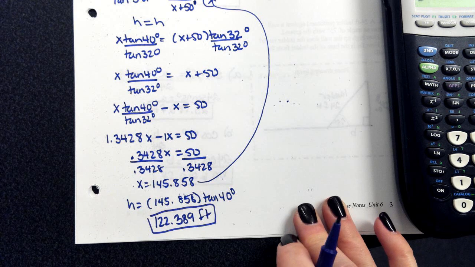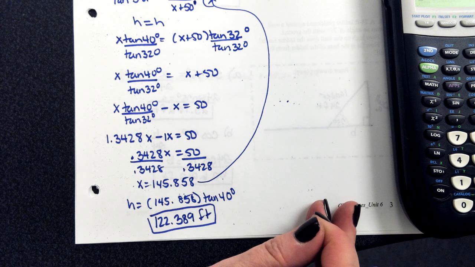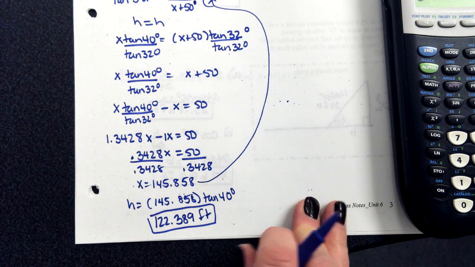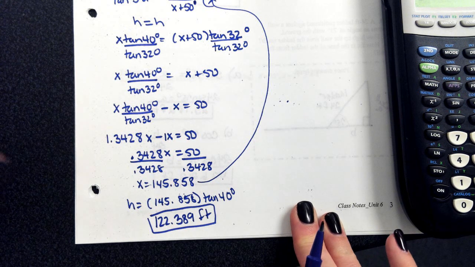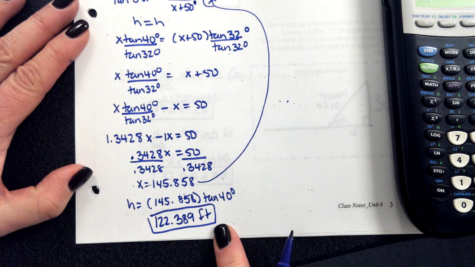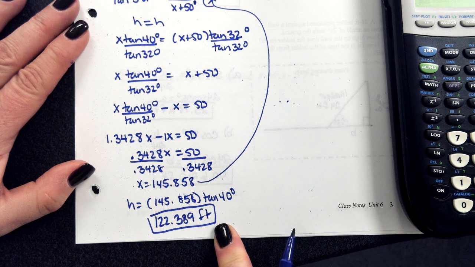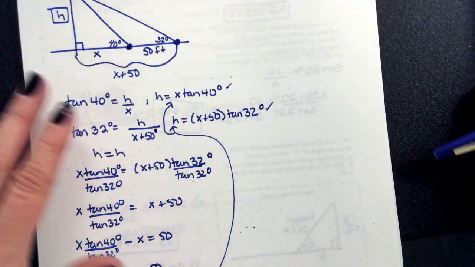So like I said, sometimes you may have to solve for one piece of the triangle and then use that to calculate what the actual answer is going to be. All right, any questions on how I came up with 122.389 feet? All right, last problem.